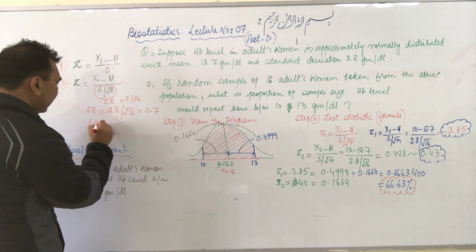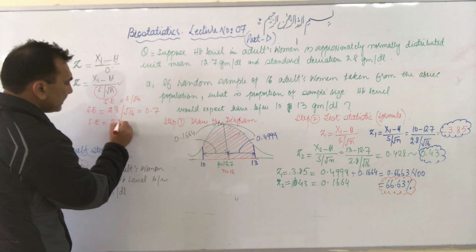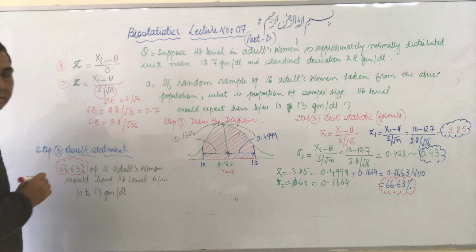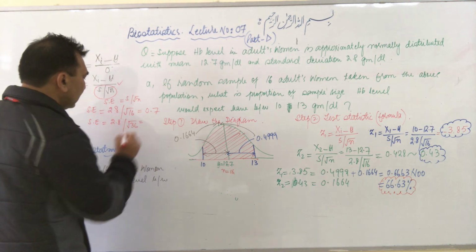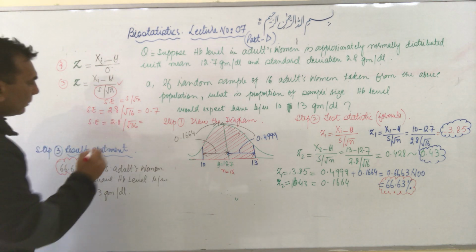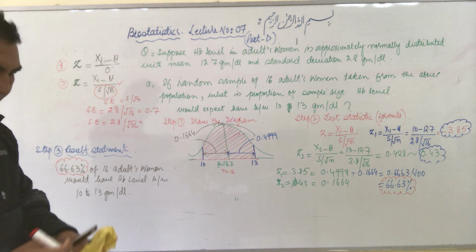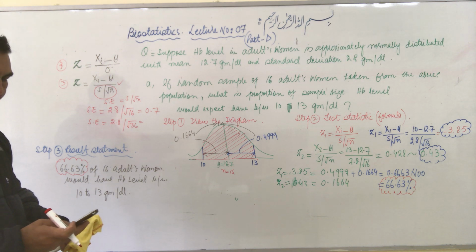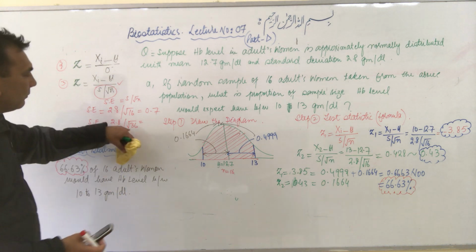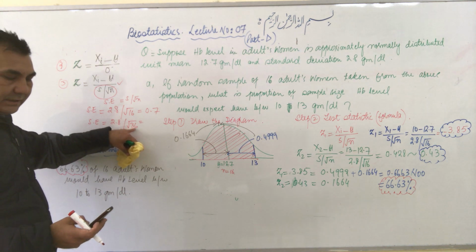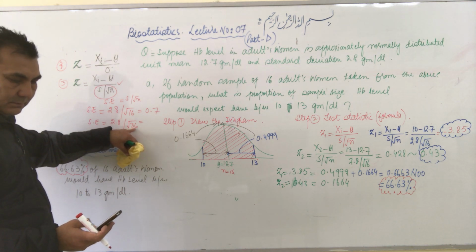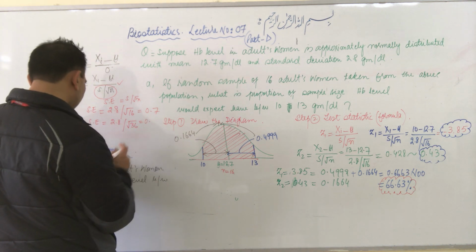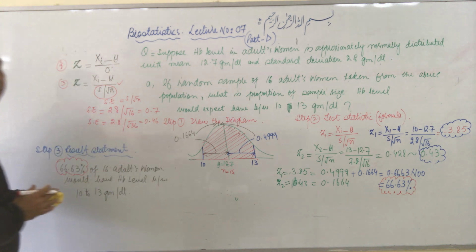If I increase the sample size, with the standard deviation the same, and the sample size is 36, now we divide 2.8 by the square root of 36, which is 6. So it will decrease from 0.7 to 0.46.